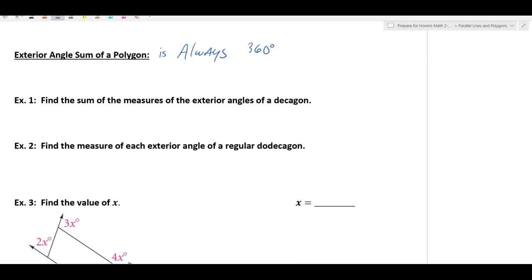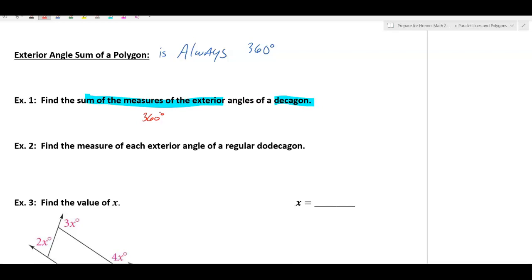No matter how many sides it has, it will always be 360 degrees. First example here, find the sum of the measures of the exterior angles of a decagon. Well, the sum of the measures of the exterior angles doesn't depend on the number of sides. No matter what, as soon as we see sum of the measures of the exterior angles, we know our answer will always be 360 degrees.